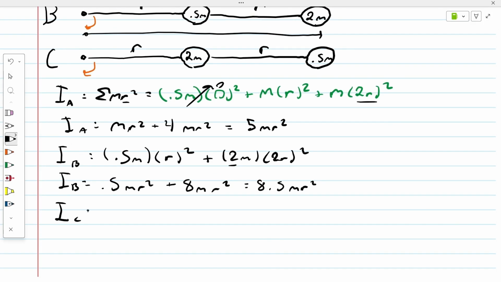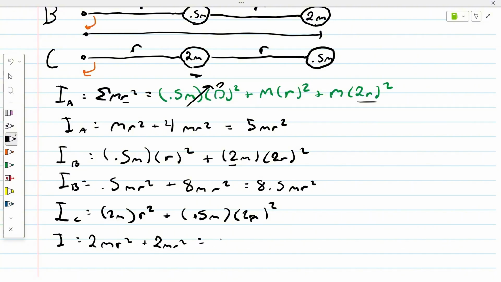So IC equals, we have this first mass of 2m on this ball right here, and this is just a distance of r, plus the second ball, which is a 0.5 m, and that distance is 2r, and then we have to square this. And so just like the last three, we can go ahead and simplify these to get 2mr squared plus this 0.5 times this 2 squared, which is 4. 4 times 0.5 is 2. So we get 2mr squared. And our final answer for this one will be 4mr squared.